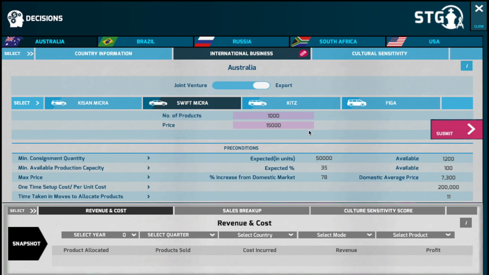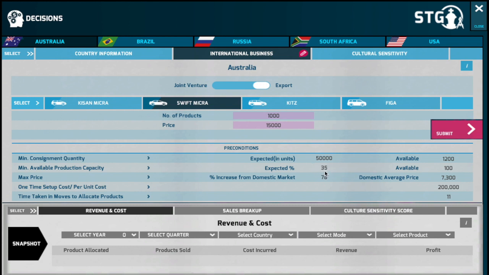Unless and until you enter a number here which is either greater than or equal to 50,000 units, you will not be in a position to proceed with your export decision. In the case of partnership, your partner also requires a minimum guarantee that you are in a position to meet the demand. So you would need to take cognizance of the minimum available production capacity. This is your overall plant capacity that you have and the available plant capacity that you currently have when you're making this particular decision.